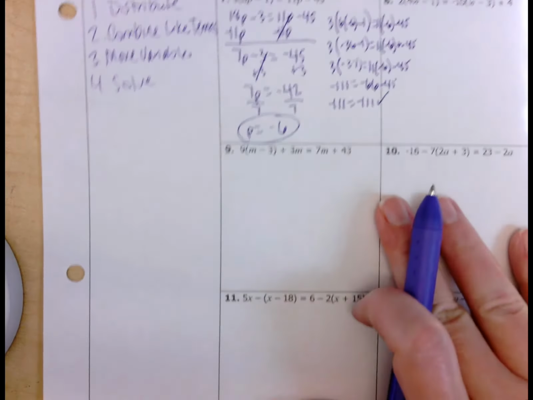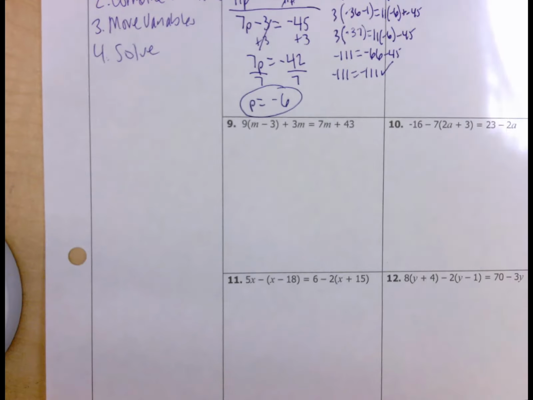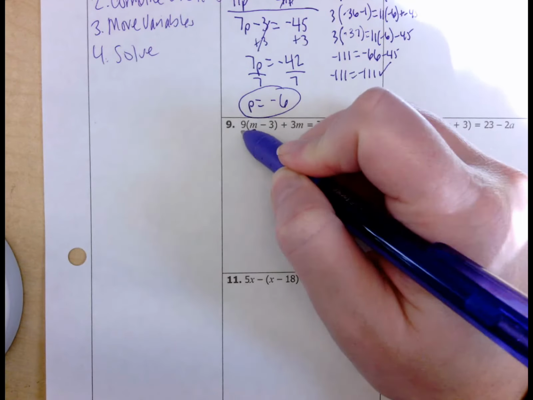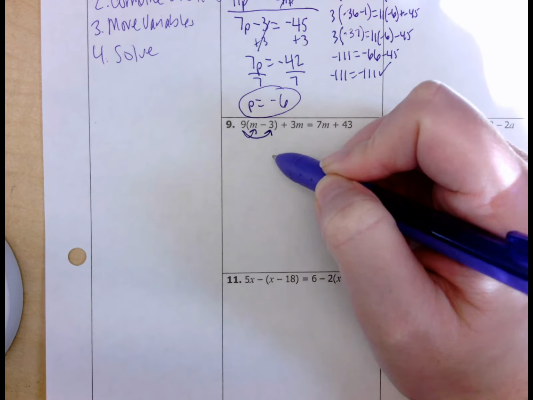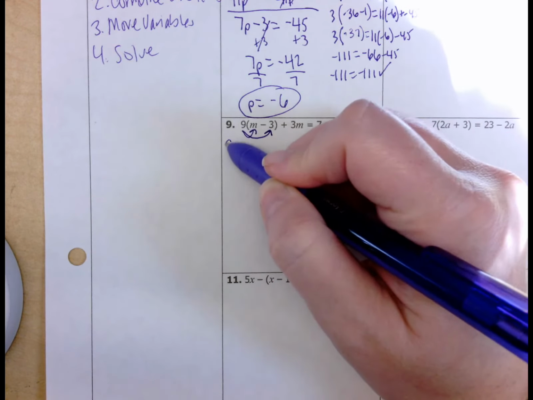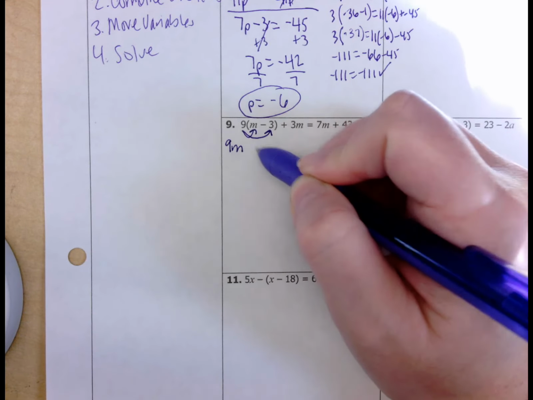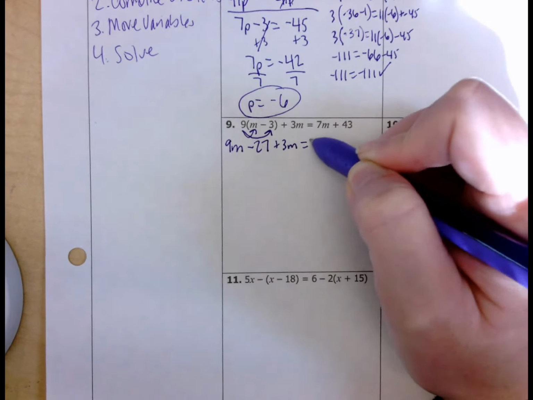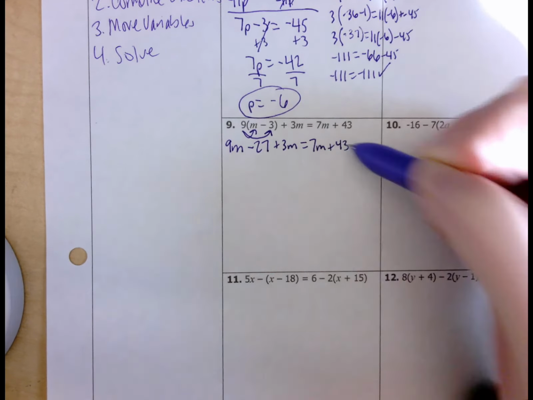Okay, so we're going to continue with number 9, same process. So we're going to start with distribute. So I'm going to take and distribute this 9 to everything inside the parentheses. So 9 times m is 9m. 9 times negative 3 is negative 27 plus 3m is equal to 7m plus 43.